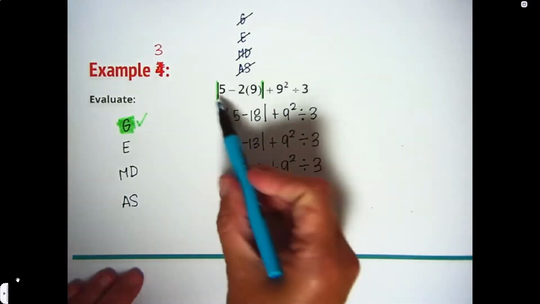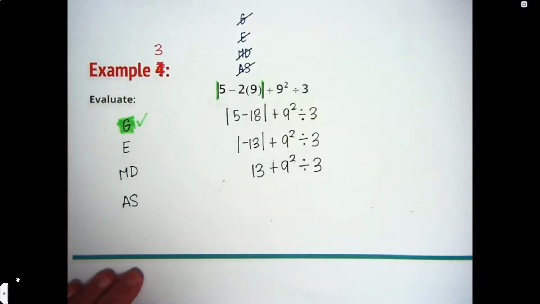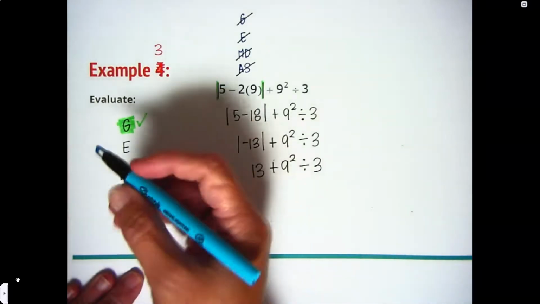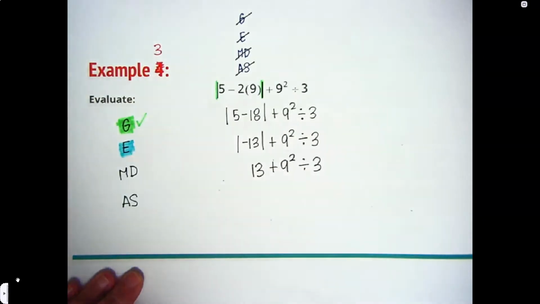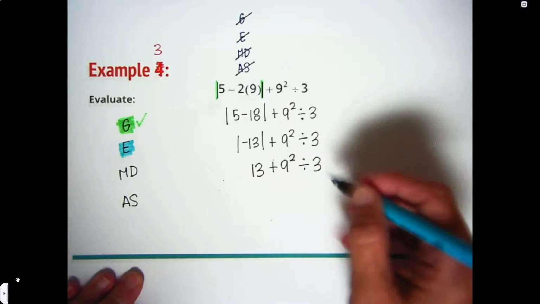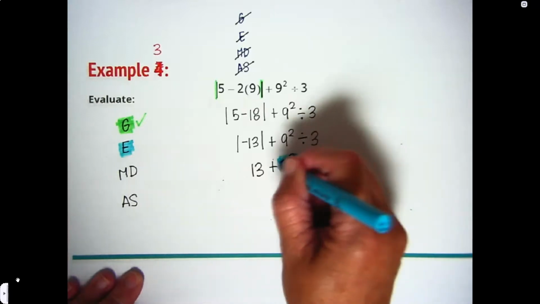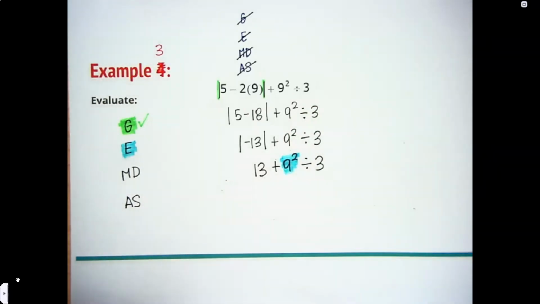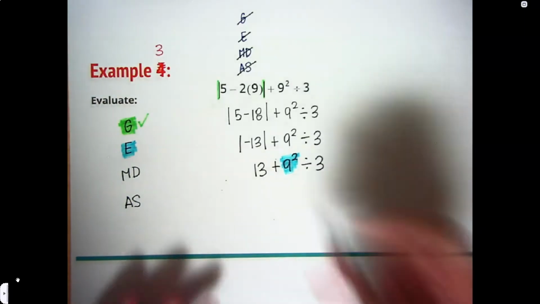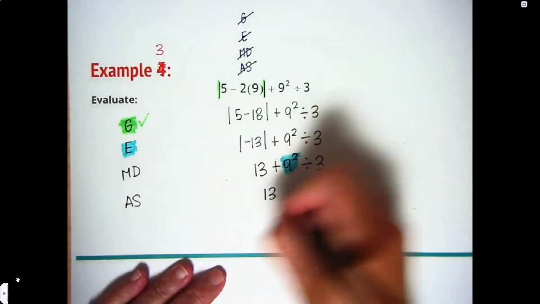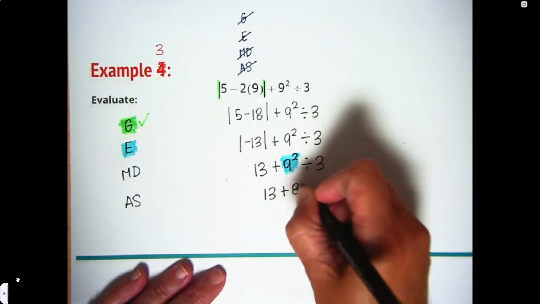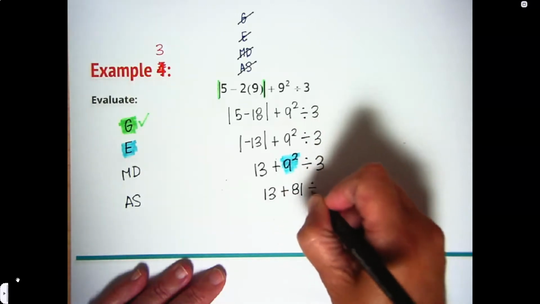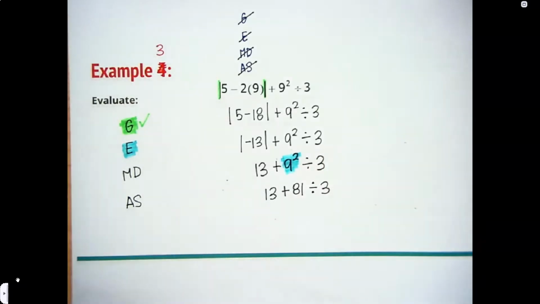Okay, so I dealt with my grouping symbols. I worked out that multi-step problem, and now I'm going to continue on. So now I would look at my problem to see if there's an exponent in it. 13 plus 9 squared divided by 3. I've got the exponent 9 squared, so that needs to be the next thing that I tackle. So that's going to be 13 plus 9 squared. 9 times 9 is 81 divided by 3.